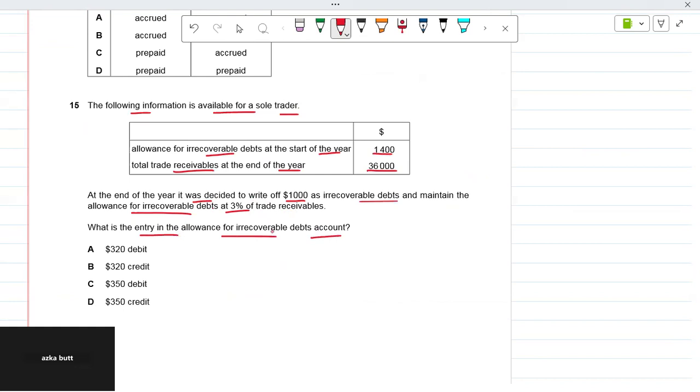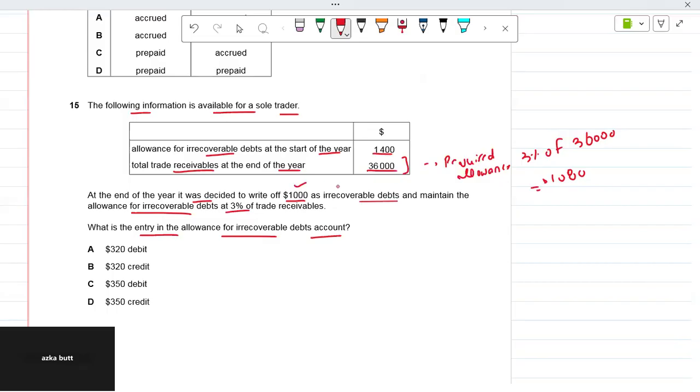Okay. So total trade receivables at the end of this year is 36,000 and allowance percentage is 3%. So if we just want to find out what is the required allowance, this is equal to 3% of 36,000. So this is equal to 1080. Okay. So now we are going to adjust for irrecoverable debts written off, which is $1,000.